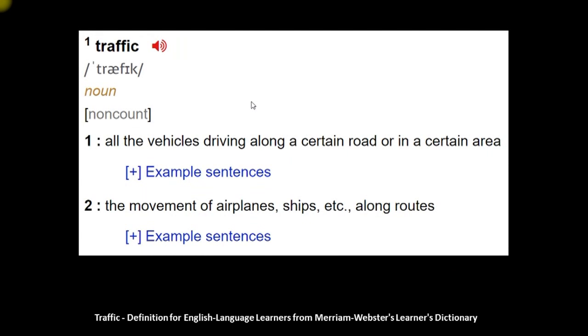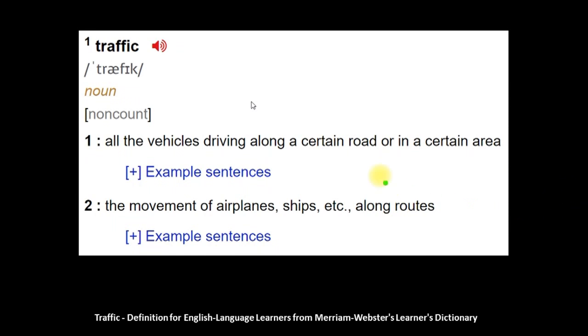So first, let's define it. The word traffic can mean either vehicles along a road, or it can be the movement of airplanes, ships, etc. One thing to note is that the word traffic is uncountable. That makes for a common mistake in grammar and vocabulary for many people.